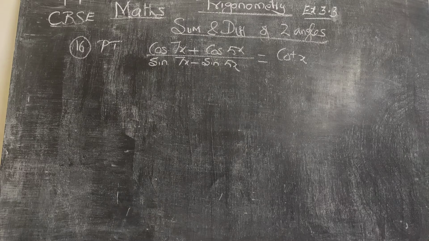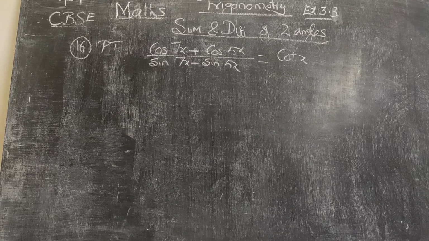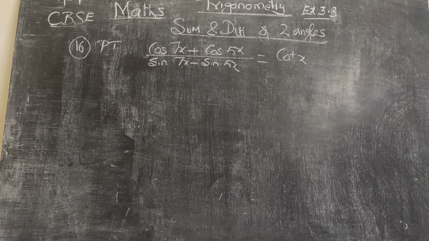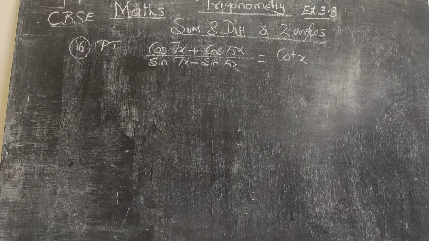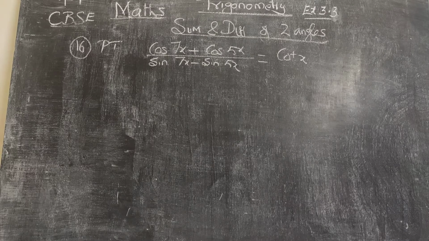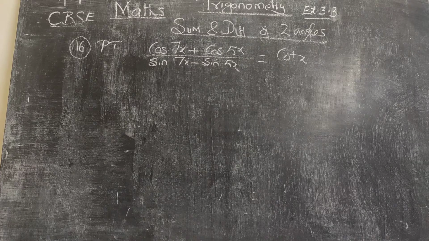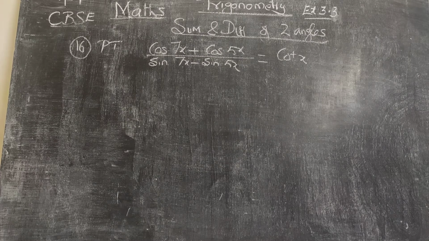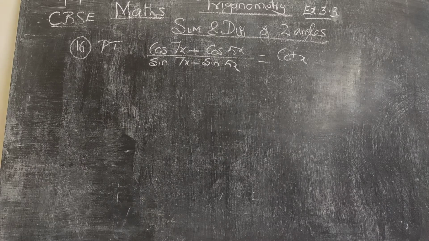Cos 2x is cos square x minus sin square x, or I can say 1 minus 2 sin square x, or 2 cos square x minus 1, or 1 minus tan square x by 1 plus tan square x. Sin 3 theta is 3 sin theta minus 4 sin cube theta. Cos 3 theta is 4 cos cube theta minus 3 cos theta. Tan 3 theta is 3 tan theta minus tan cube theta divided by 1 minus 3 tan square theta.